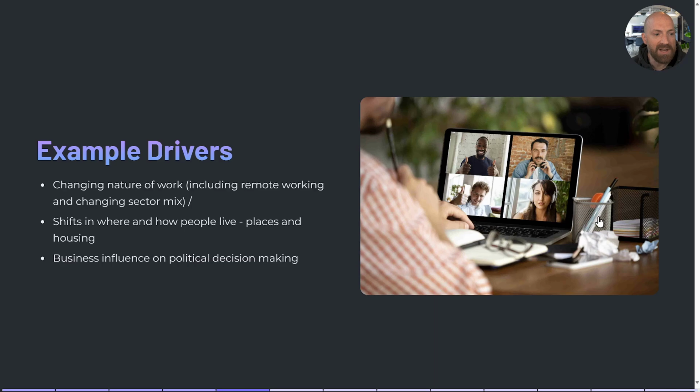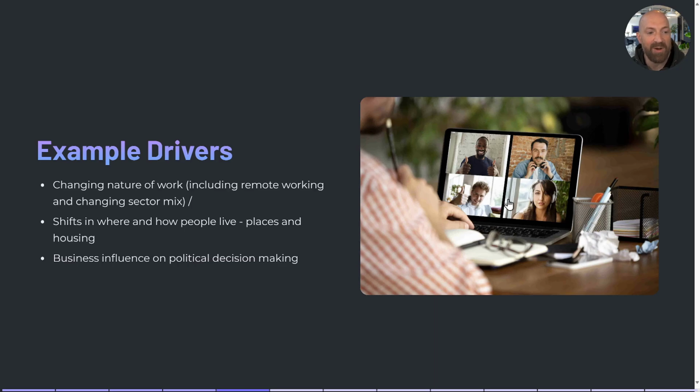Changing nature of work, including remote working, and a change in the sectors of work. So the remote working shift is somewhat predictable. It's not a complete surprise that it's happened, but exactly the extent to which it's happened and the pace that it happened and where it's going next is quite hard to define. So it's ambiguous, like we saw on the definition slide earlier.